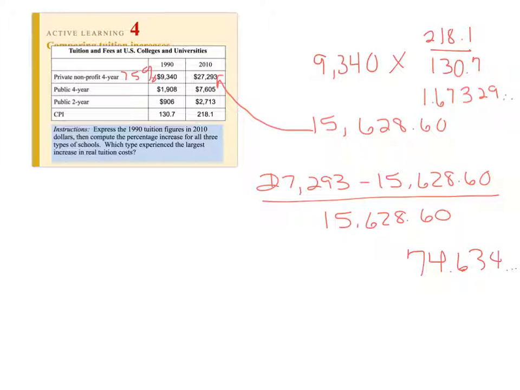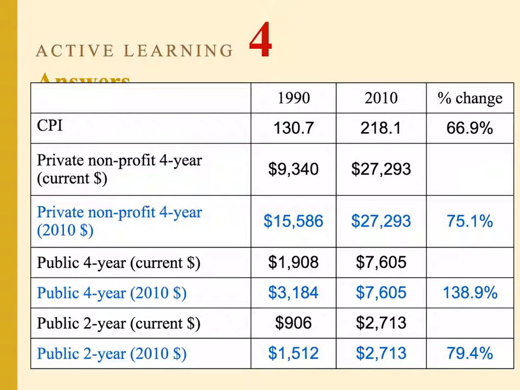Okay, so go ahead and do that for the publics, and take a look at where the biggest increases are, and I think you'll be surprised. As we see in the data, the largest increases are on the public 4 years. But again, public 2 years, pretty high as well.